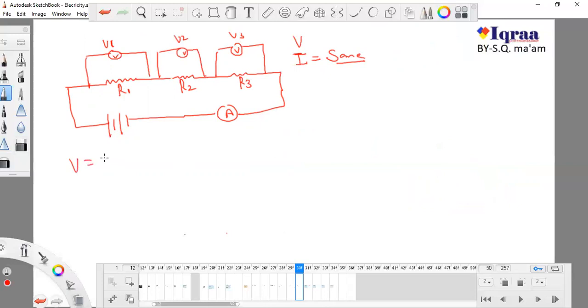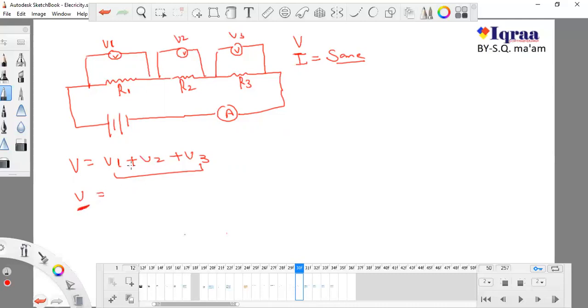That V is different, that is V1 plus V2 plus V3. So if I join all the voltages, there will be a V. If I'm doing such a method, I'm calculating three different voltages because I have to find out the total voltage, then whatever the values, I will join them.